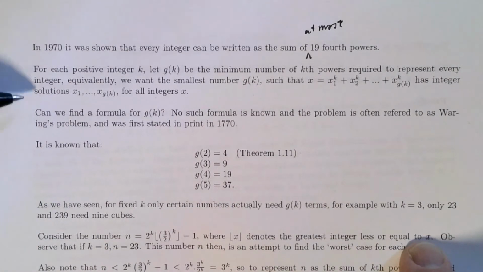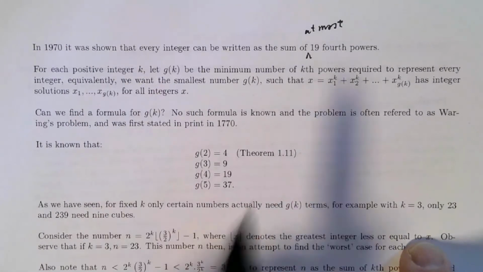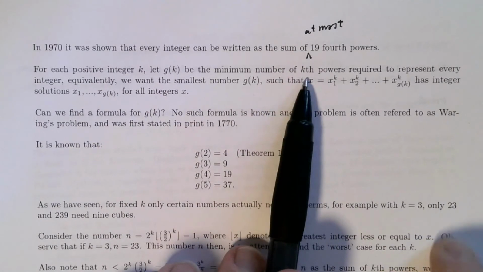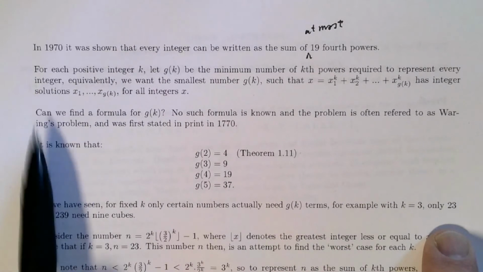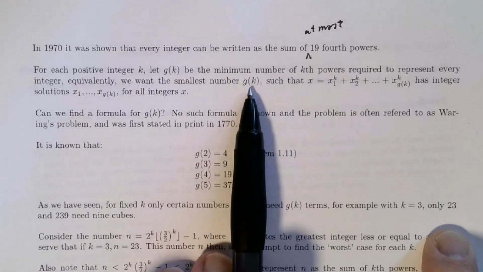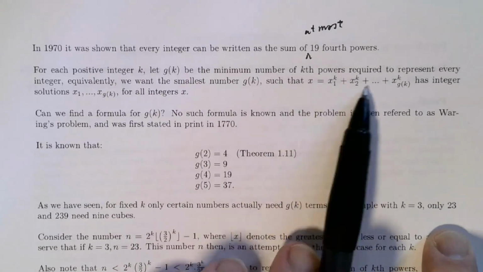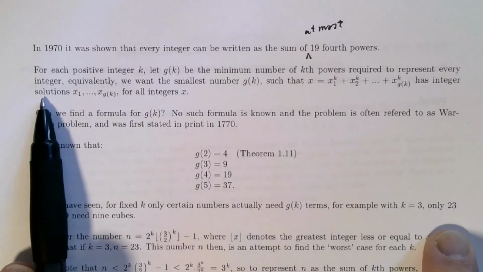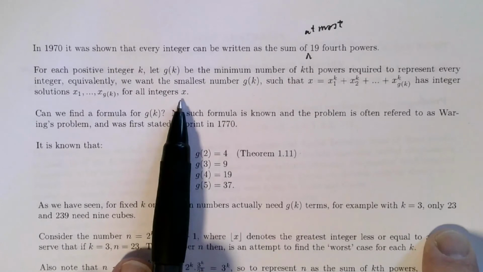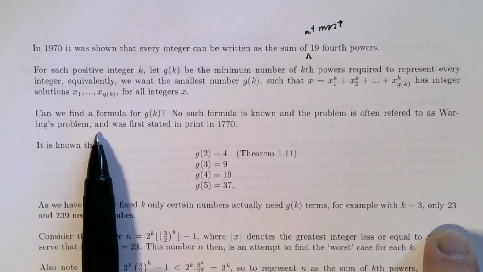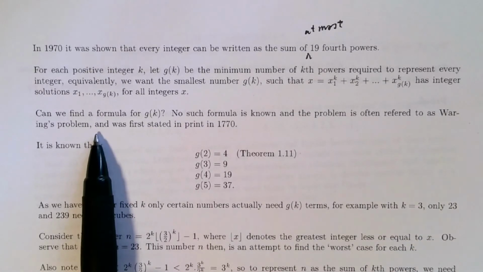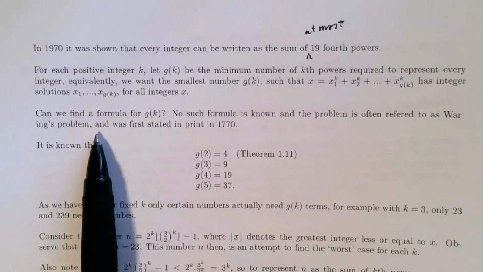So let me get some notation going here. For every positive integer k, we let g(k) be the minimum number of kth powers required to represent every integer. Or equivalently, we want the smallest number g(k) such that x equals this sum has integer solutions for all integers x. And the obvious question is, can we find a formula for this? Well, no such formula is known, and the problem is generally called Waring's problem, and it was first stated in print, I believe, in 1770.